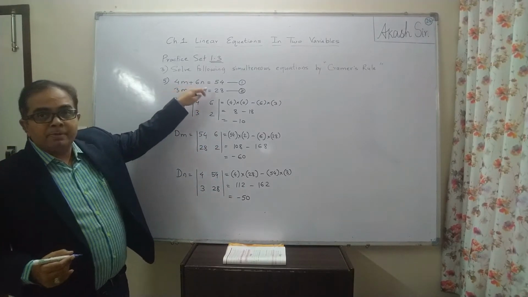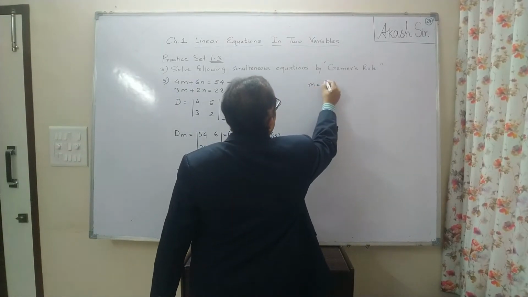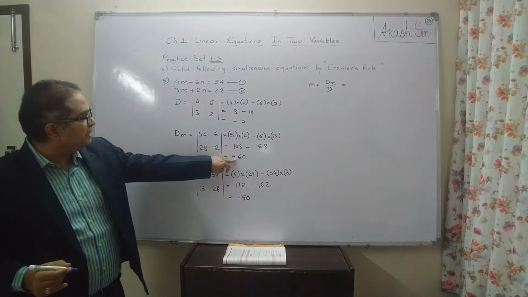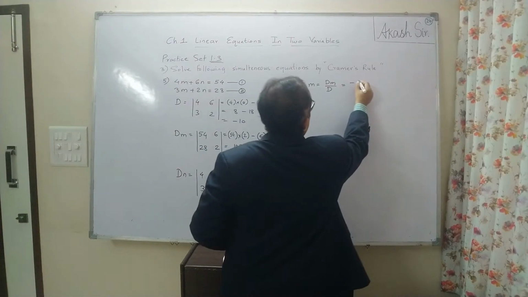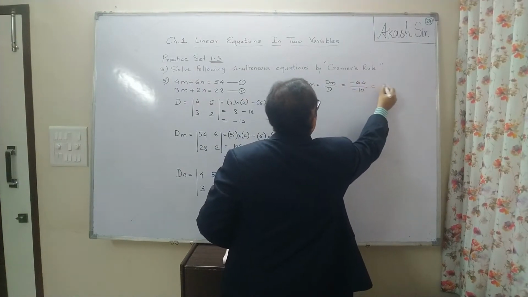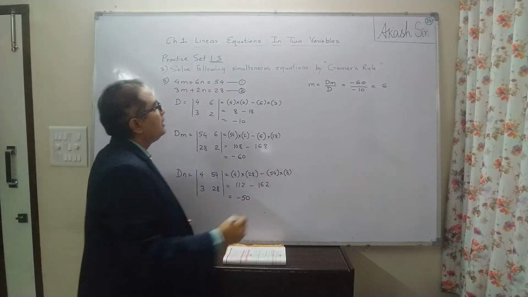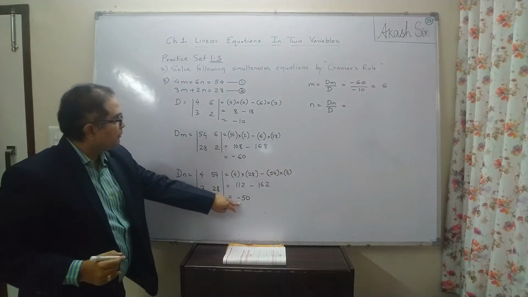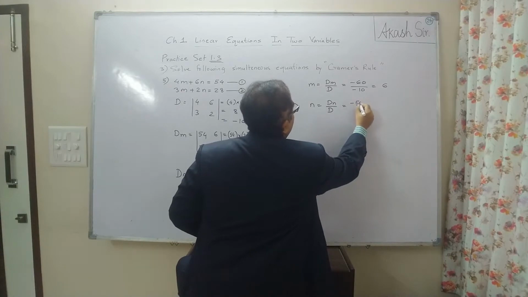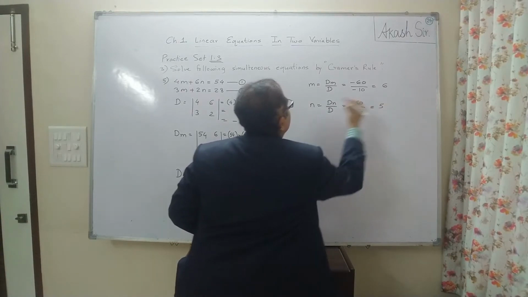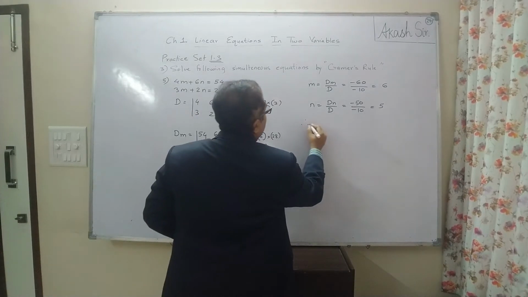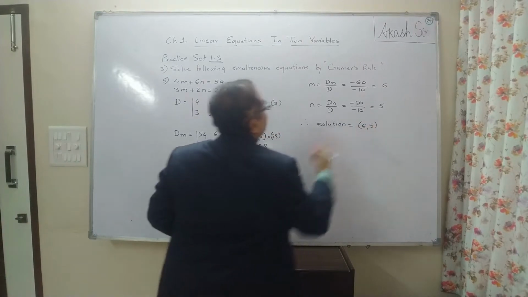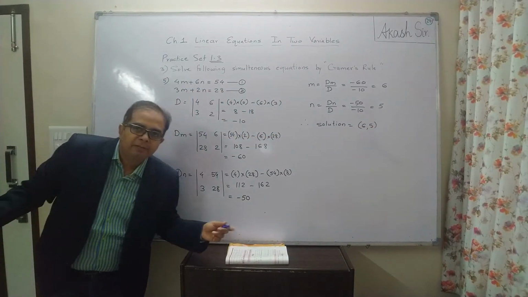Now the variables are m and n, so m equals Dm upon D. This is our formula. Dm is minus 60 upon minus 10, 10 6s are 60, so the answer is 6. n equals Dn upon D, so minus 50 upon minus 10, answer is 5. So what is my solution then? Solution equals 6, 5. Understood this example? Thank you.